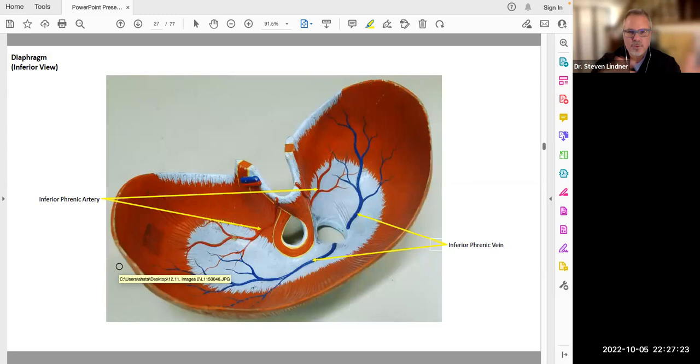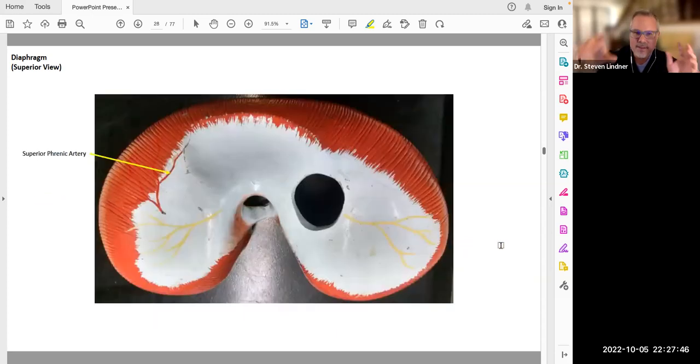Okay, where did this come from? So this is the diaphragm, but we're looking at the diaphragm from underneath. So because we're looking at it from underneath, this is the esophageal hiatus here. We see an artery and a vein because it's underneath. It's the inferior phrenic artery and the inferior phrenic vein. If we're looking at it from the other side, from the superior view, then we could see the superior phrenic artery. This is the phrenic nerve, but it's not showing the superior phrenic artery here.